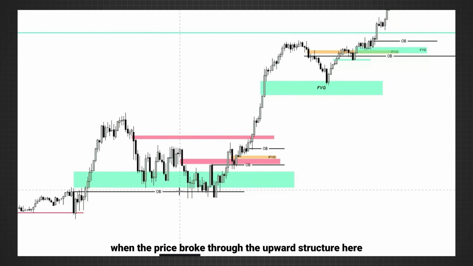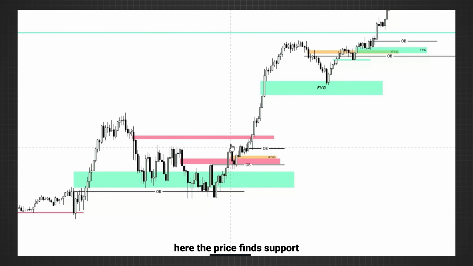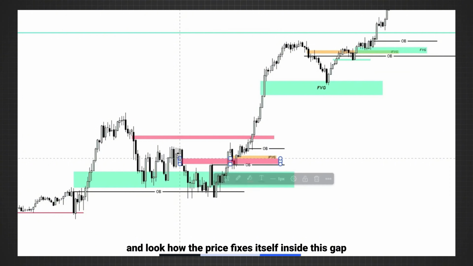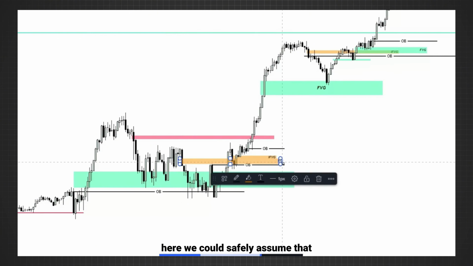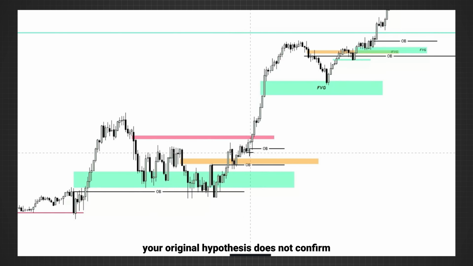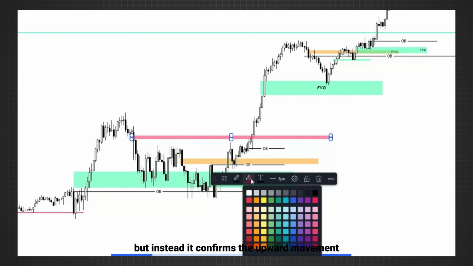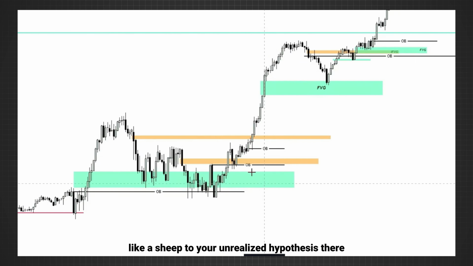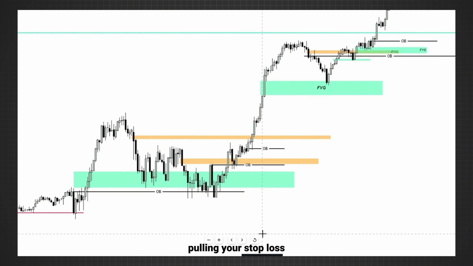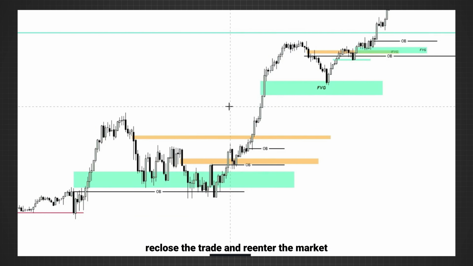But here, when the price broke through the upward structure with this movement and rolled back and hit another gap, which eventually became inverted, the price finds support, and look how the price fixes itself inside this gap and starts to move further. Here we could safely assume that the price will move further. Then this turned into an inverted gap; your original hypothesis does not confirm, for example, a downward movement if you wanted to short here, but instead it confirms the upward movement. And instead of clinging like a sheep to your unrealized hypothesis, pulling your stop loss in the hope that you will be right, it is better to quickly admit your mistake, close the trade, and re-enter the market.